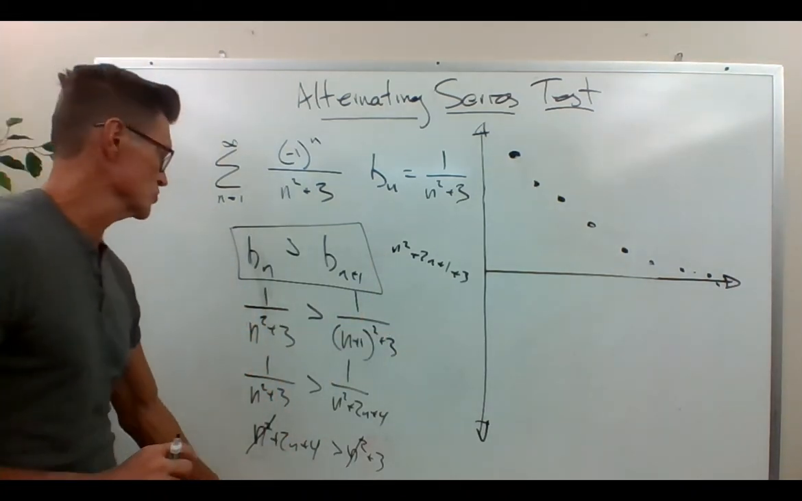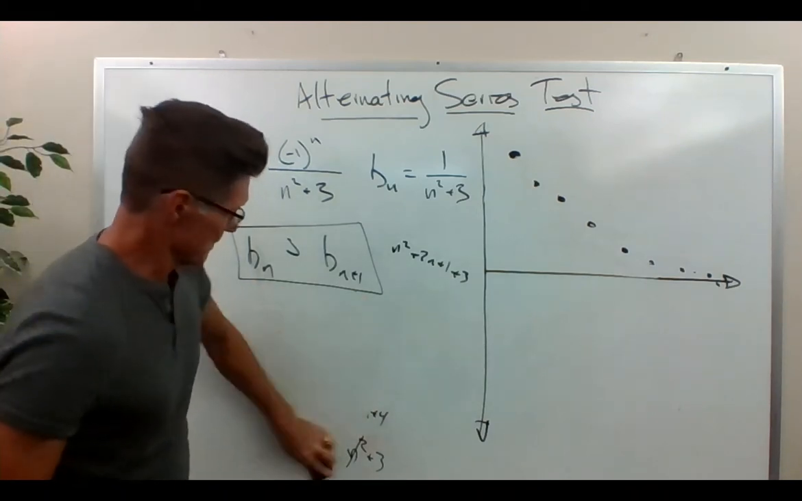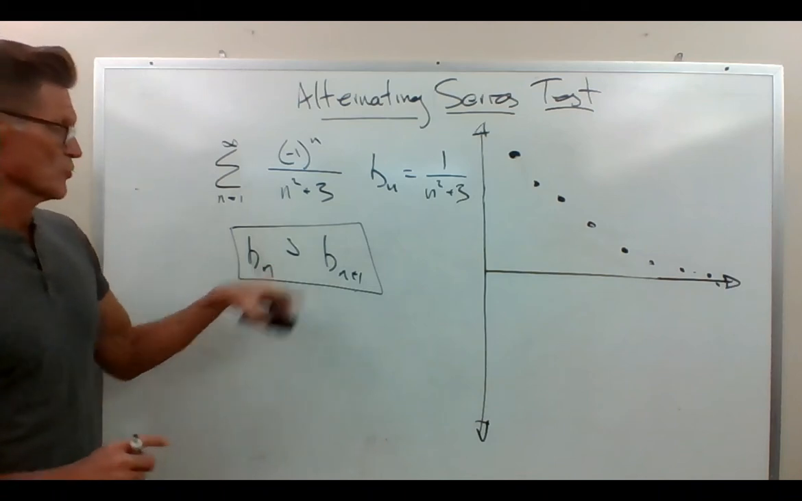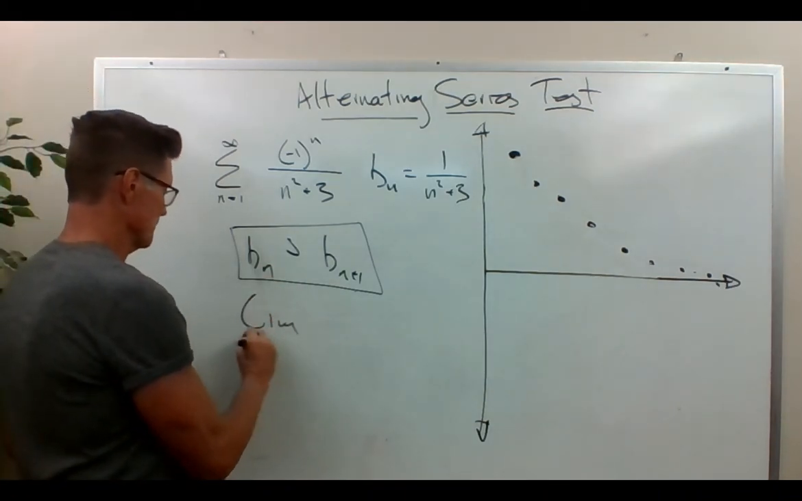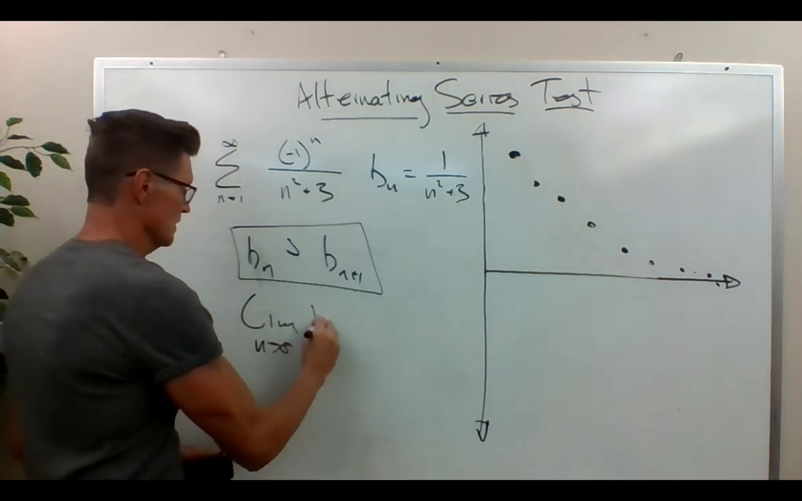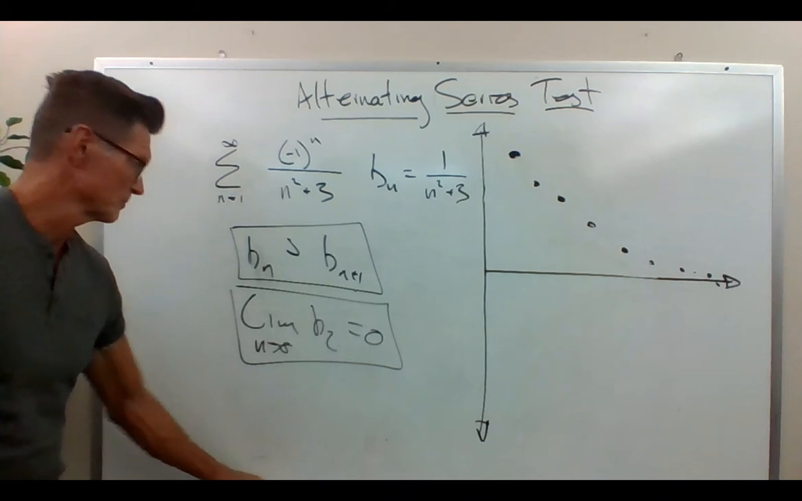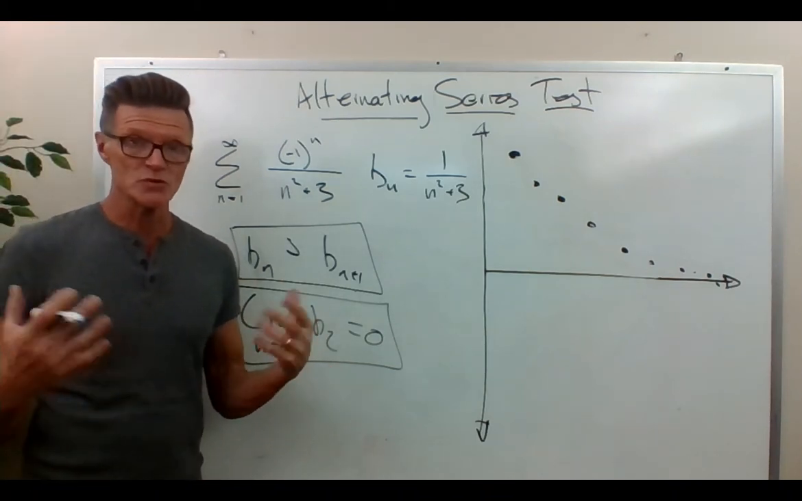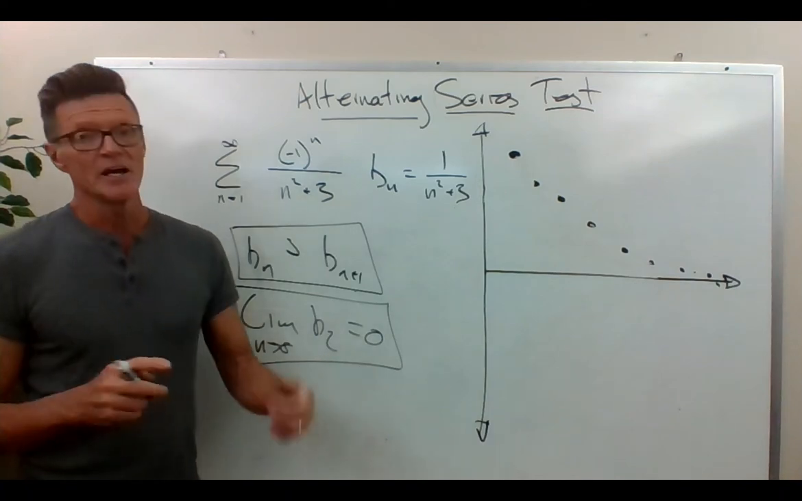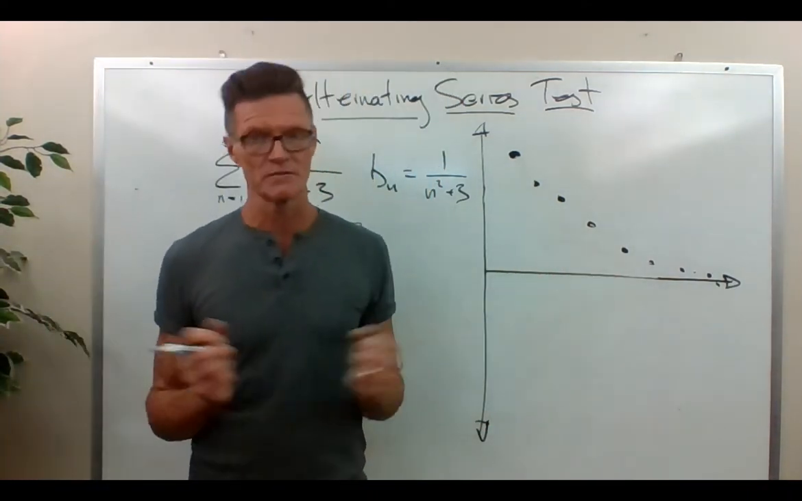So that is the alternating series test. Two things you need to show. You need to show that b sub n is greater than b sub n plus 1, and you need to show that the limit as n approaches infinity of b sub n is equal to 0. All right, I hope this helps as a little bit of an explanation as to what the alternating series test is. In the next video that I'm going to do, we're going to take a look at absolute convergence.